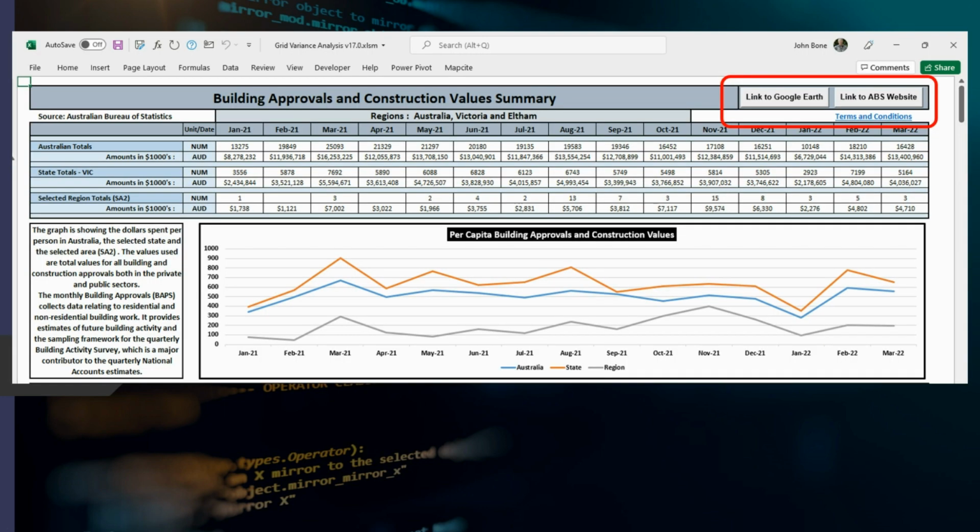The first section deals with building approvals, and the total planned or actual expenditure is shown by month for each of the country as a whole, the selected state and the selected region. In this data, the selected region is referred to by the ABS as being the Statistical Area Level 2 or SA2. Statistical Areas Level 2 are medium-sized general purpose areas which are generally a small collection of suburbs. Their purpose is to represent a community that interacts together socially and economically.